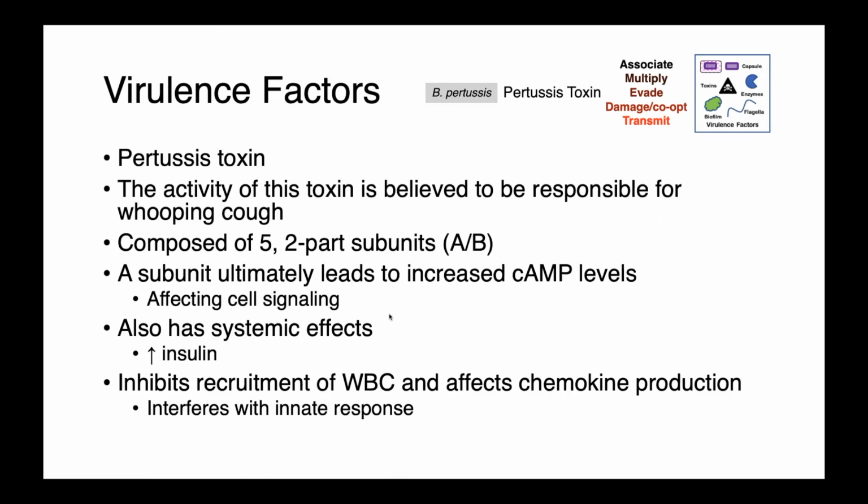Bordetella pertussis, the human pathogen, also produces pertussis toxin. This is believed to be responsible for whooping cough, and pertussis toxin is composed of 5 two-part subunits. So 5 AB subunits together makes up the toxin. It ultimately leads to increased cyclic AMP levels within the cell, which has broad effects on homeostasis. It also has systemic effects. It's been shown to increase insulin levels in the body, and it inhibits the recruitment of white blood cells, and it affects chemokine production, so really interferes with the innate immune response.